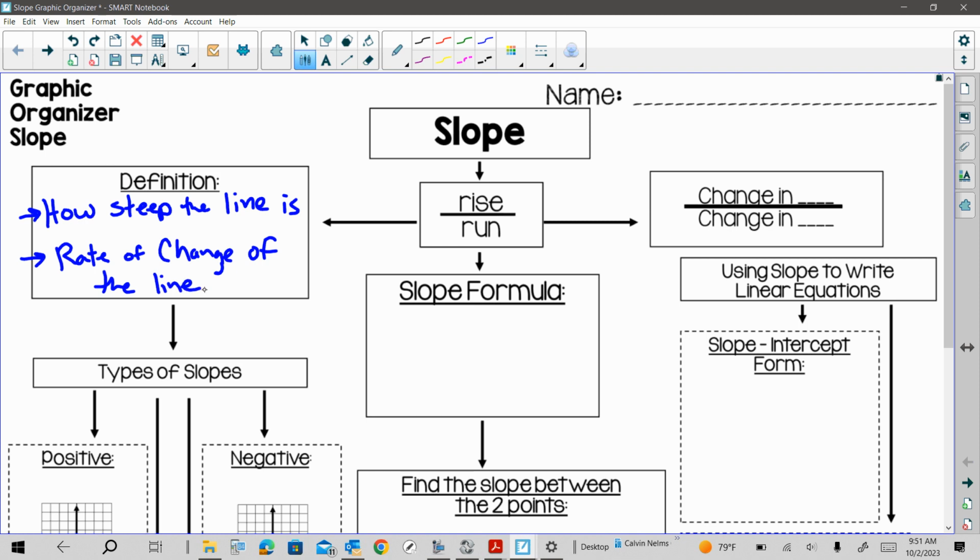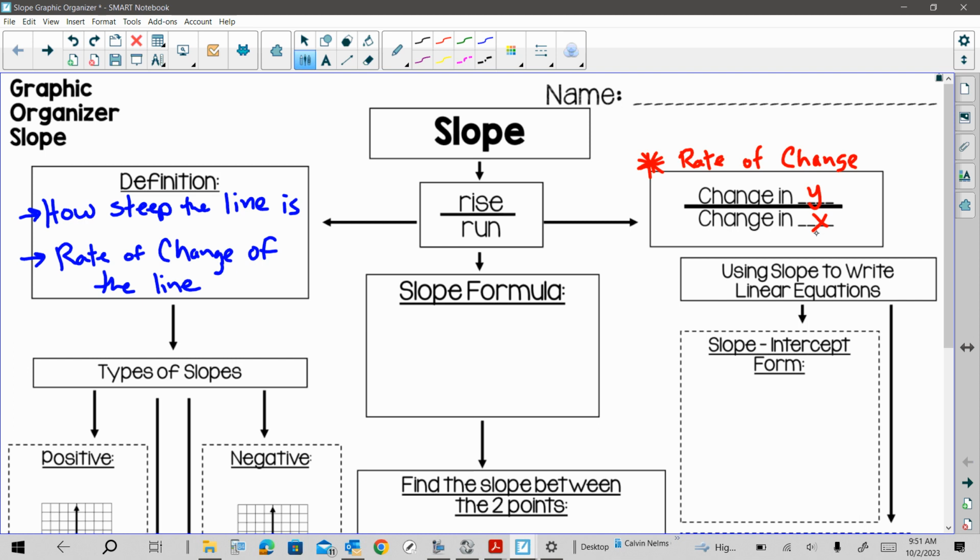So our slope is also considered our rise over run. Rise over run is also known how you can find your rate of change. So the formula, I'm going to put a little star here. This is also part of your rate of change. And the way the rate of change works is the change in y over the change in x.